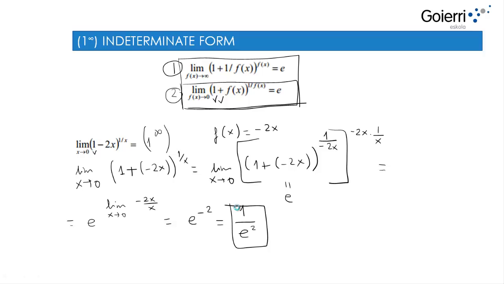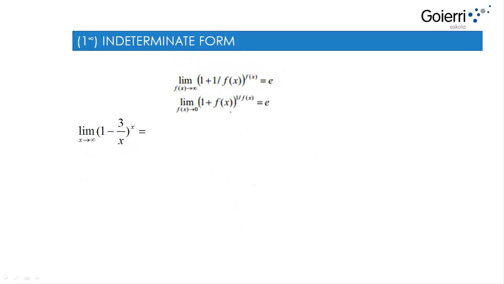So let's do another example here. As usual, if we plug infinity into the function, this is 1 to the infinity power. So now we have to analyze if x approaches 0 or x approaches infinity. In this case, x approaches infinity. So we are looking for this structure, right?